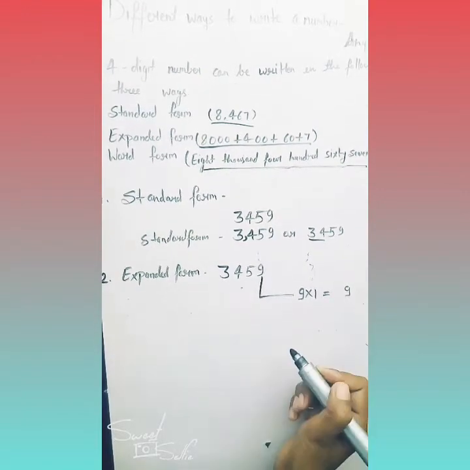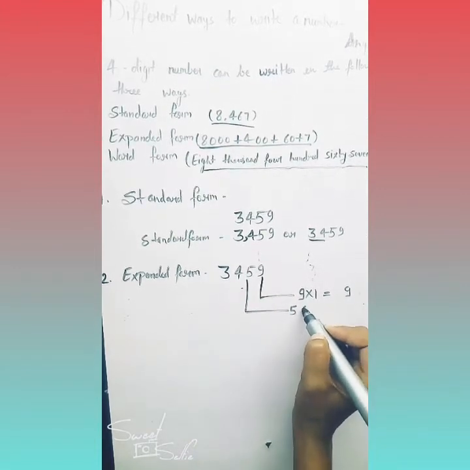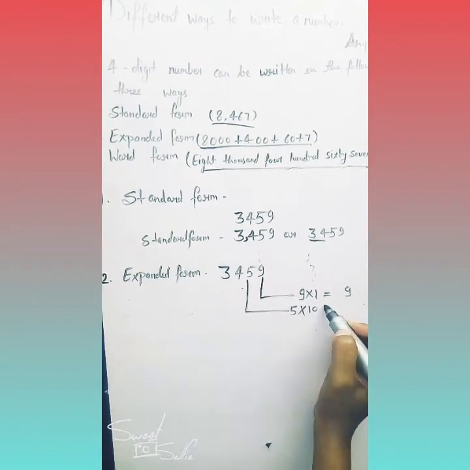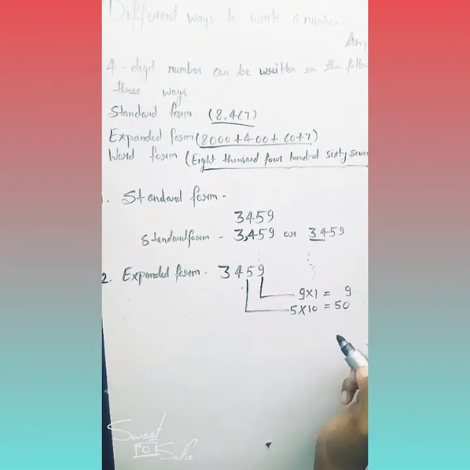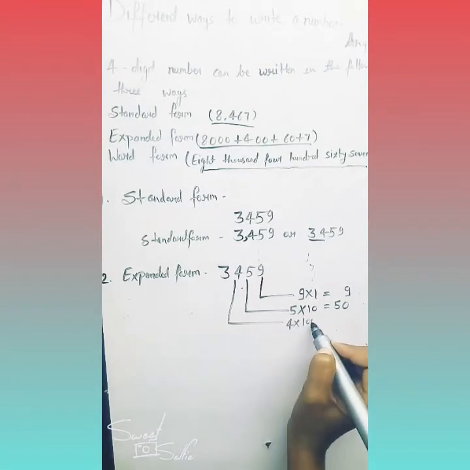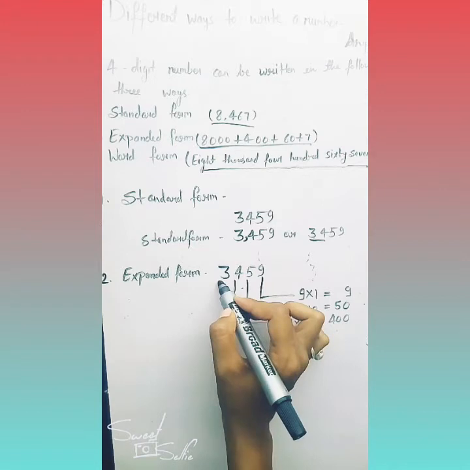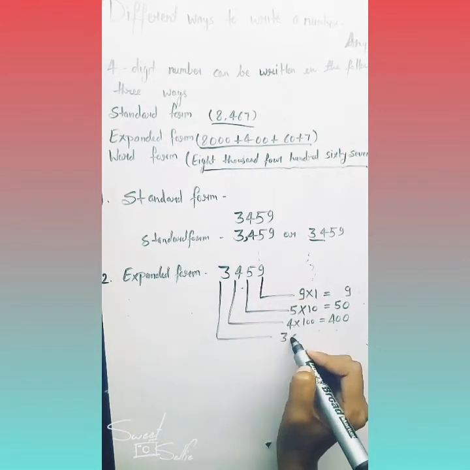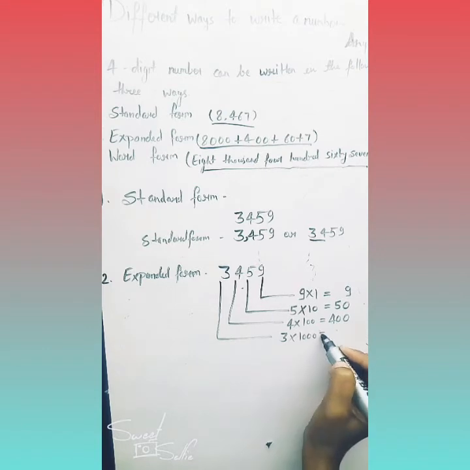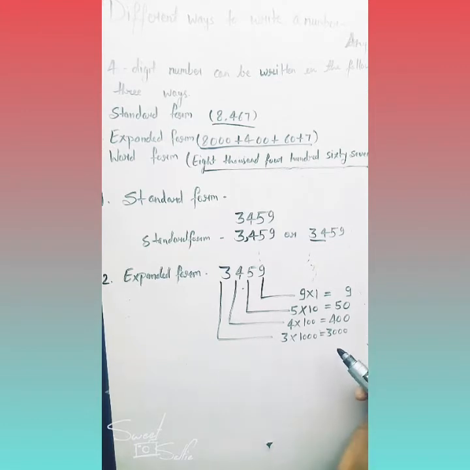Okay, 5 at 10's place, so we will multiply it with 10. So 5 multiplied by 10 is equal to 50. 4 at 100 place, so we will multiply it with 100 and we will write here 400. Okay, and 3 at 1000 place, so we will multiply it with 1000 and we get 3000. So you can see here this is the place value of each digit: 3000, 400, 50 and 9.